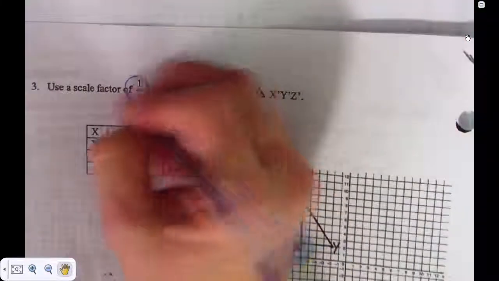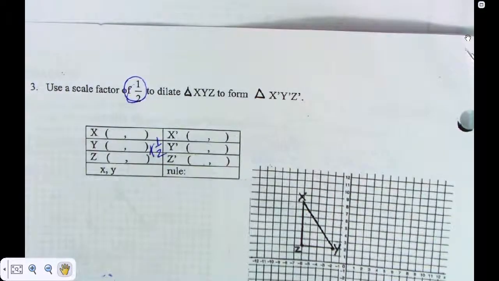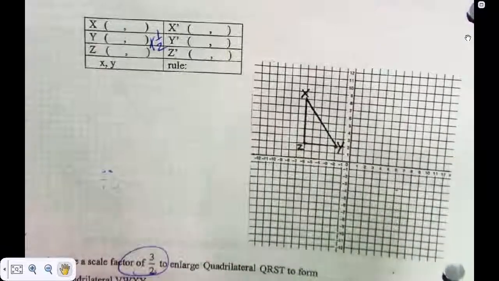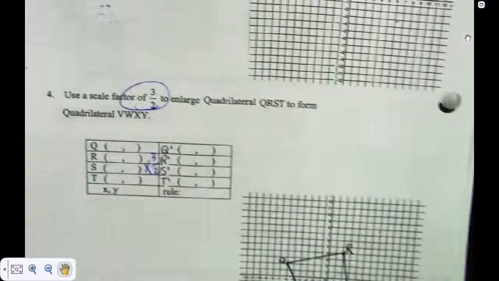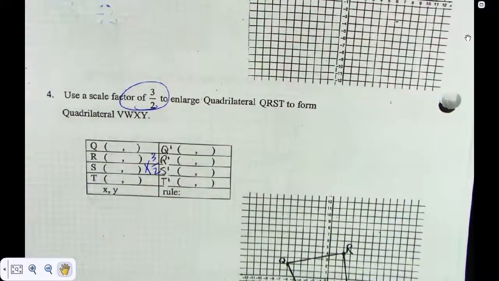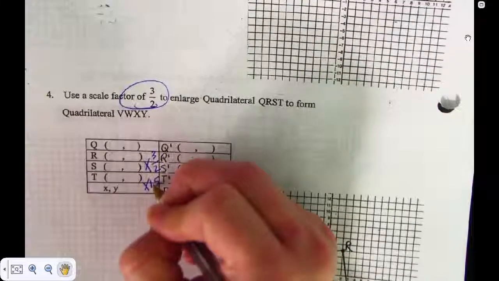Look on the back real quick. What's the scale factor for 3? 1/2. So we're going to multiply all of them by half. How do you multiply everything by half? Yeah, you can on the calculator by 0.5, or you just divide by 2. Thank you. Look at 4. Scale factor of 3/2. So you're going to multiply everything by 3/2. What is another name for 3/2? 1.5. So you could multiply by 1.5.